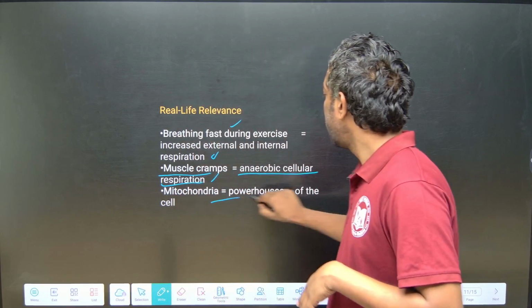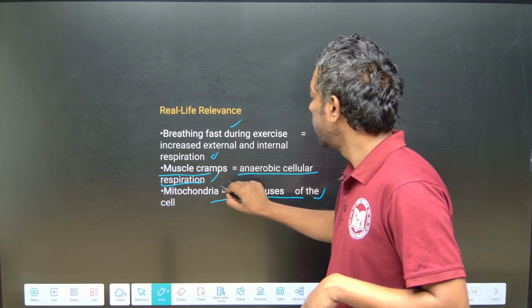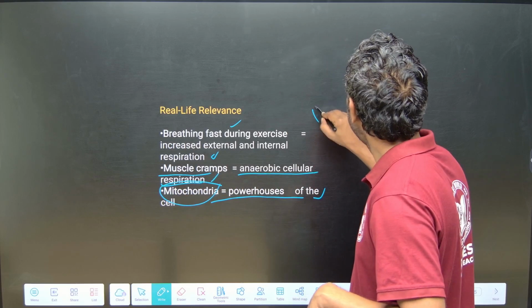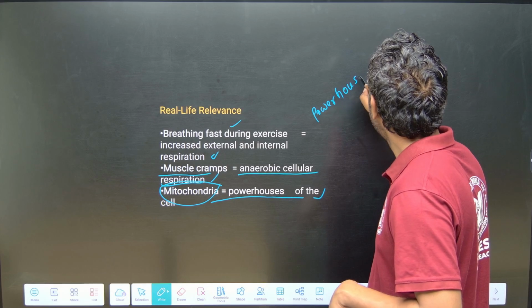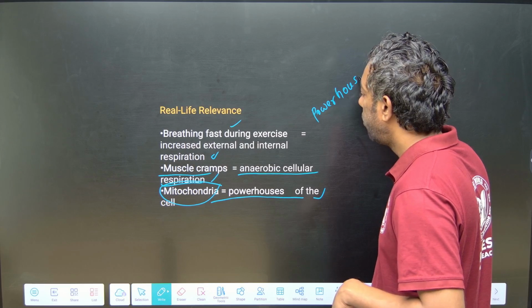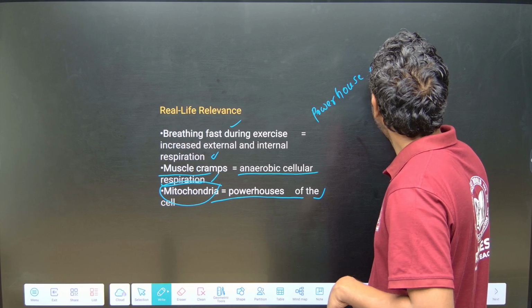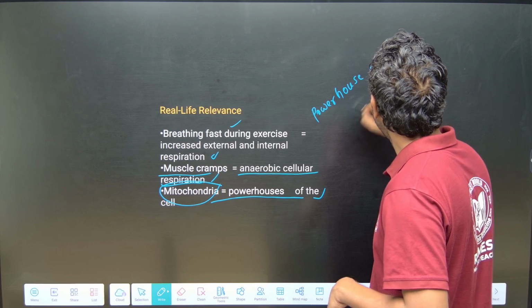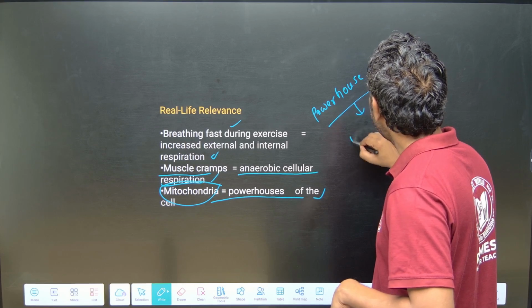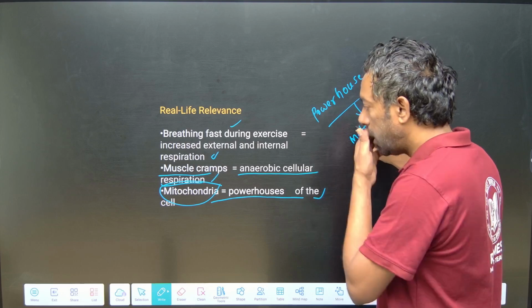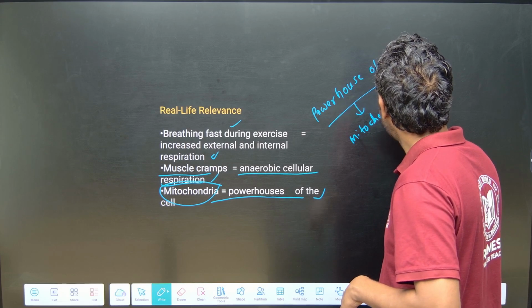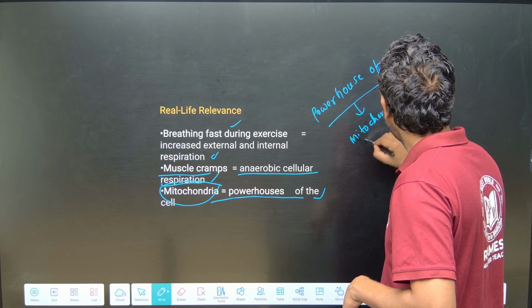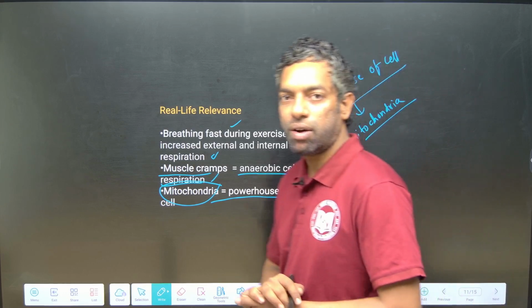Mitochondria provide the power. Who is the powerhouse of the cell? The powerhouse of the cell is called mitochondria. Mitochondria is the powerhouse of the cell.